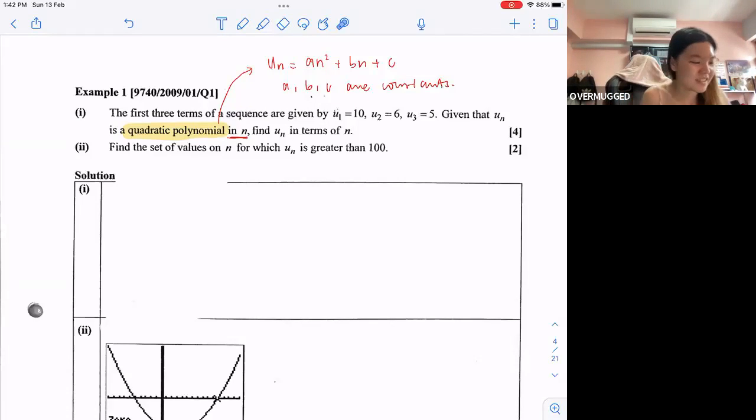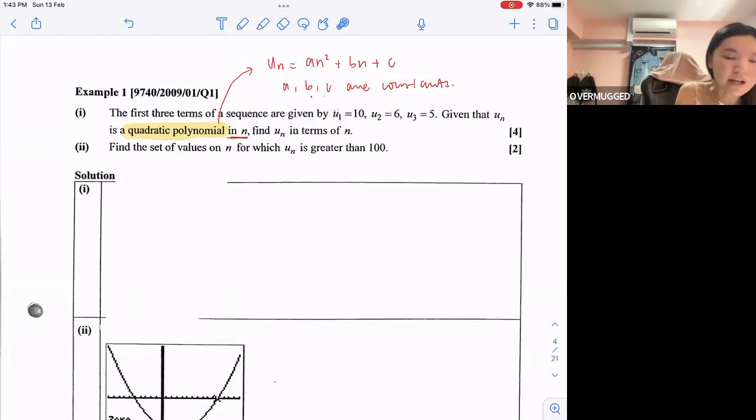Yeah, okay, so example 1. The question will always give you clues, and they won't give you clues for nothing. So whatever it is, just write out the clues that the question gives you first. So for instance, the quadratic polynomial one, right?